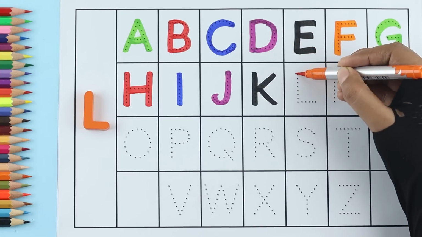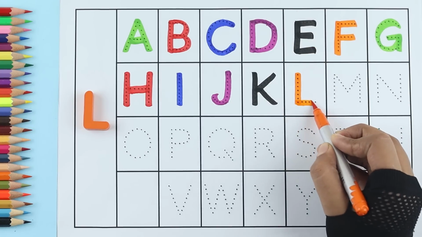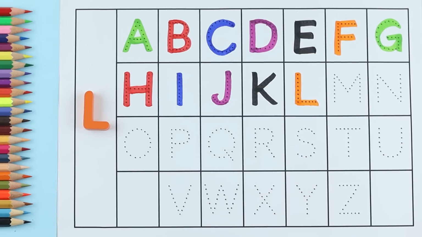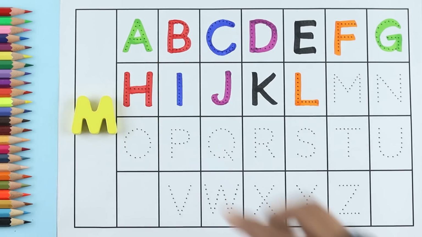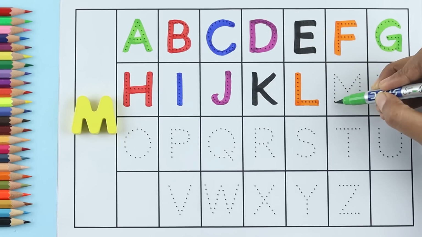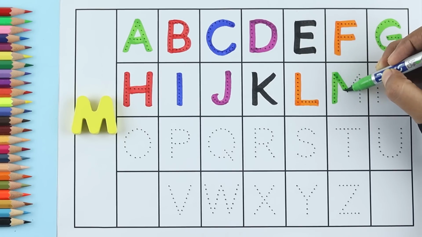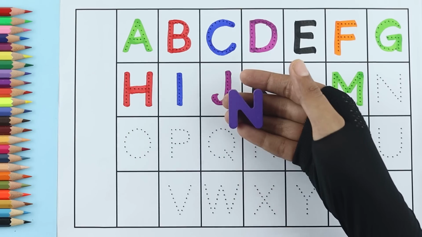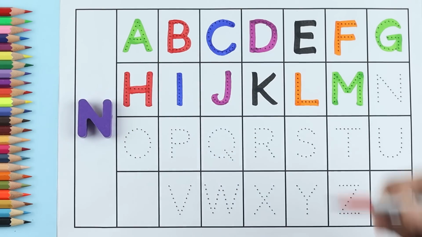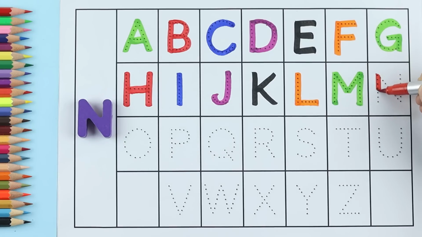Orange color. L. L for lion. M. Yellow green color. M. M for monkey. N. Red color. N. N for nest.